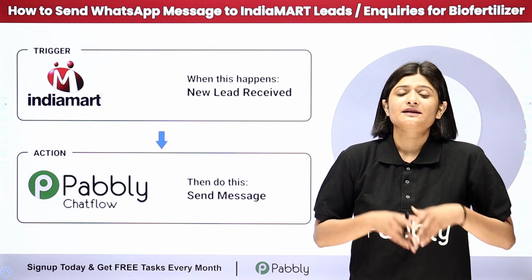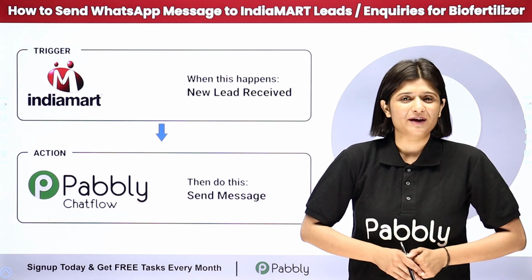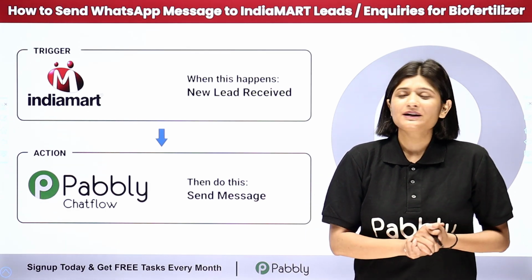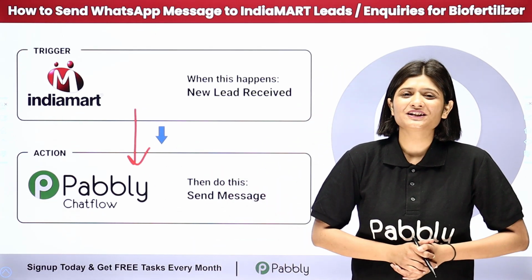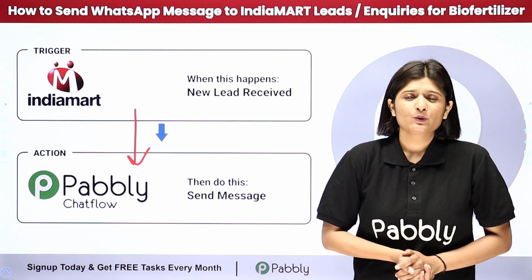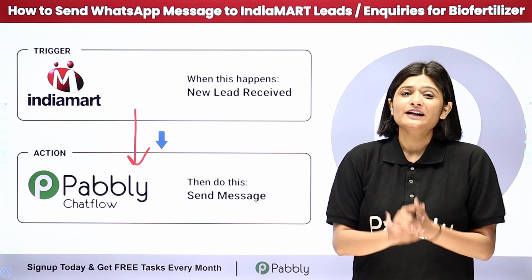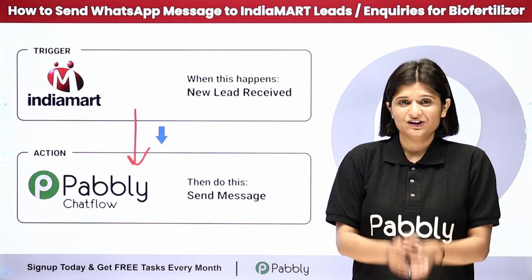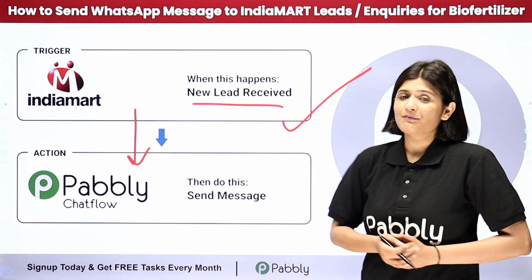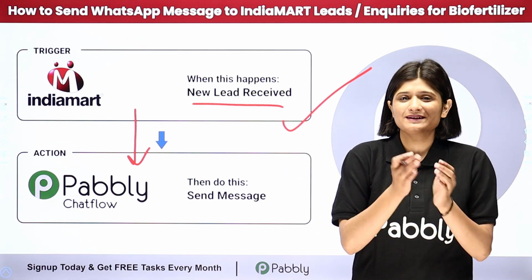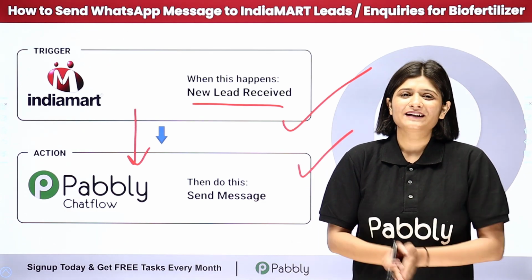So Pabbly Connect is an amazing automation and integration software which requires no coding or programming skills. Here I just need to build connection between IndiaMART and Pabbly Chat Flow. So Pabbly Chat Flow is the newly launched application of Pabbly which helps us send automated WhatsApp messages to our customers. Now with the help of Pabbly Connect, I am going to build this connection in such a way that whenever I will receive new lead or new inquiry in my IndiaMART, an automated WhatsApp message will be sent to that lead. Now if you want to learn this amazing automation step by step, then let me take you all to my screen.